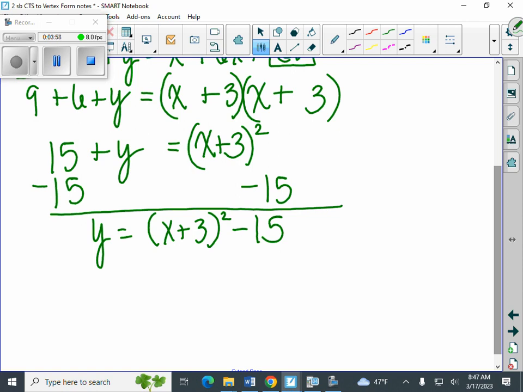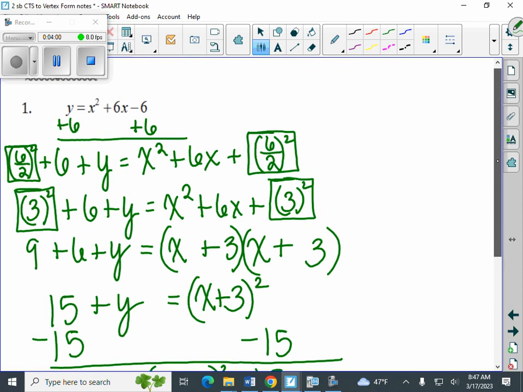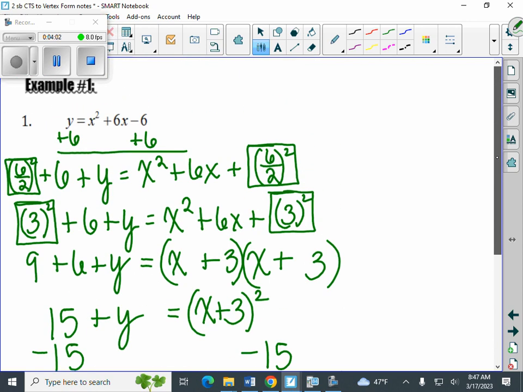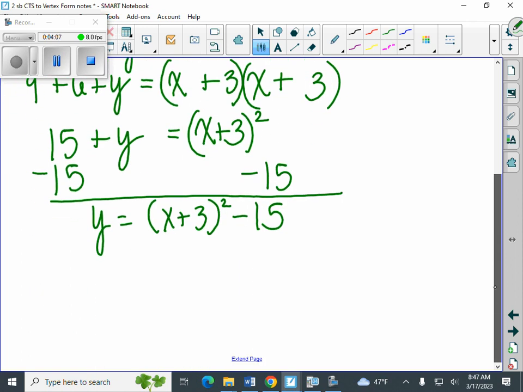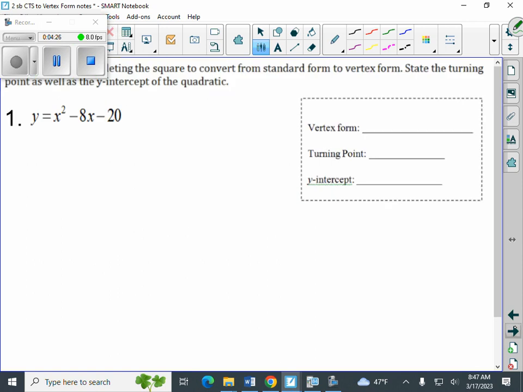What we did is we took that equation of x squared plus 6x minus 6, which is in standard form, and we converted it into y equals the quantity of x plus 3 squared minus 15, which is vertex form. Now you've seen one, and they might be a little odd, but let's flip our paper over and try this one.